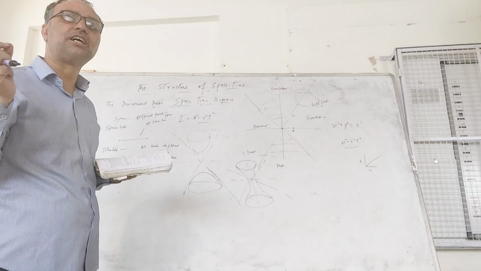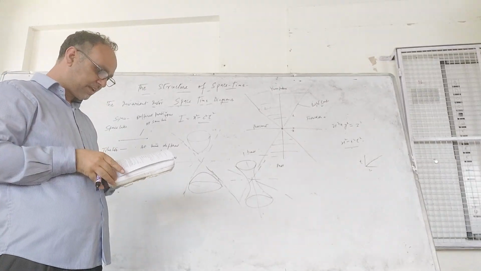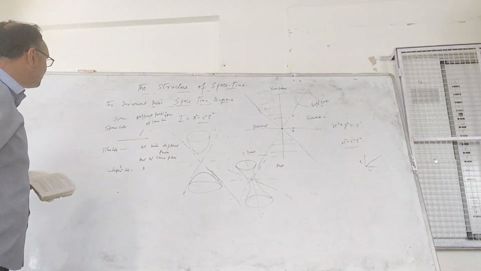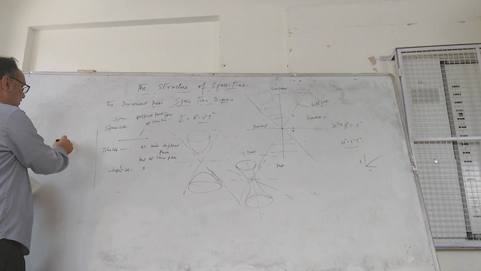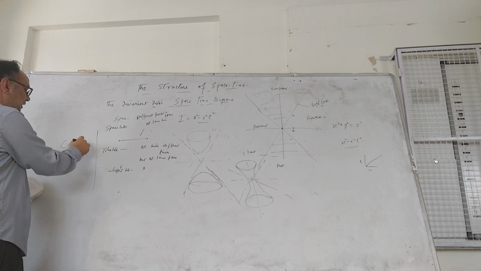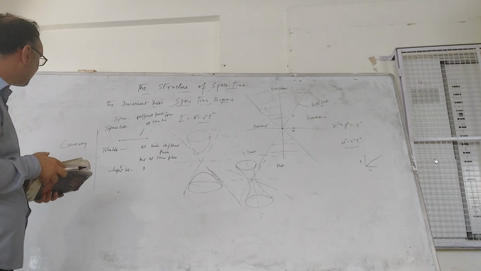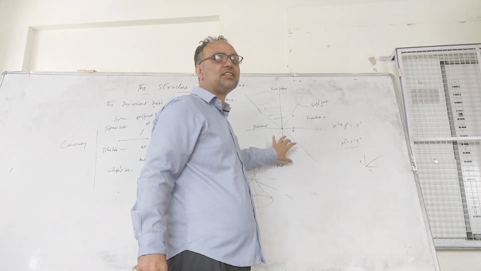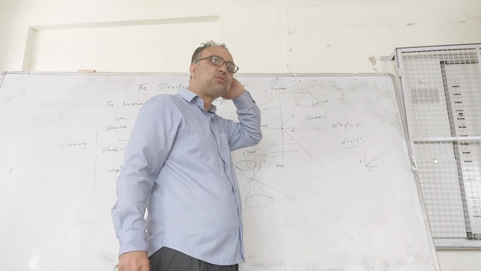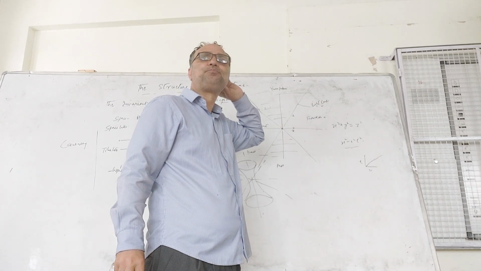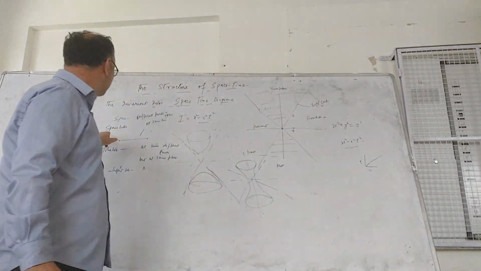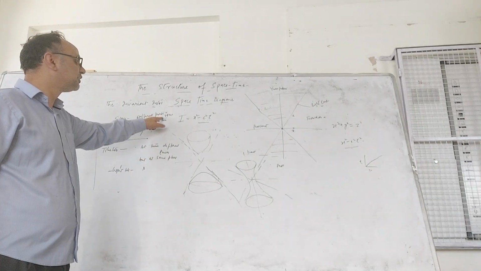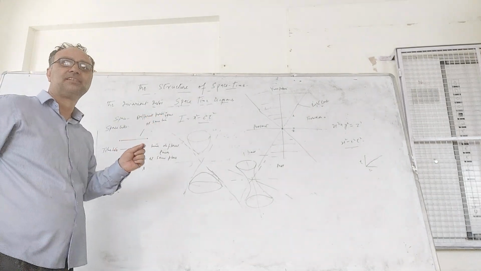It moves the particles at the velocity of light. Now, there are some issues of causality. Can we imagine a space-like event vis-a-vis this space-time diagram? Can we imagine that two events can happen at different points in space but at the same time?